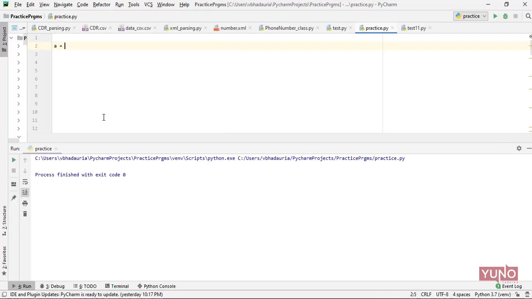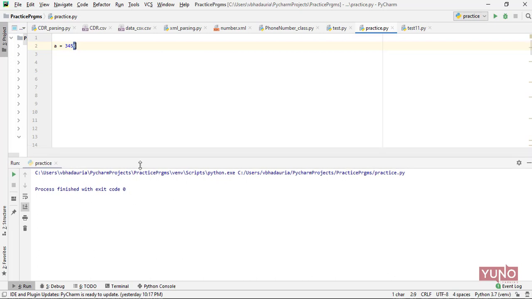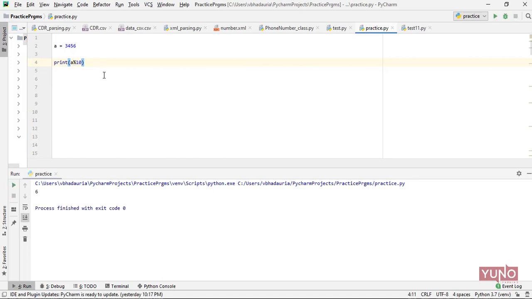So suppose here you have taken a number as 3,456,456. Here I want to fetch only the last digit. If somebody asks you how you will print just the last digit, what will you do? This is very simple. A modulus 10. That's it. How will you prove that a modulus 10 gives you the last digit? See, my answer should be 6 only.